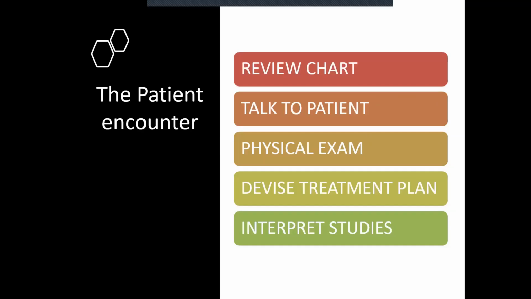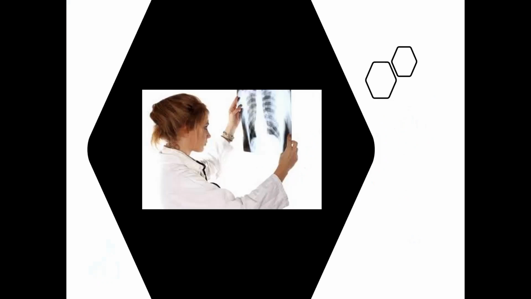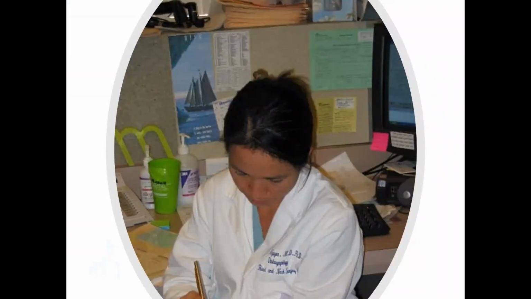So let's go through a typical encounter. What are you going to do and what are the steps? Well, the first thing you're going to do is review a chart before you go in and see your patient. Then you're going to go in and speak with your patient and perform your physical exam. Then you're going to meet with your team and decide what the appropriate next steps are. You're going to review any studies that you've ordered. And then finally, you're going to document.